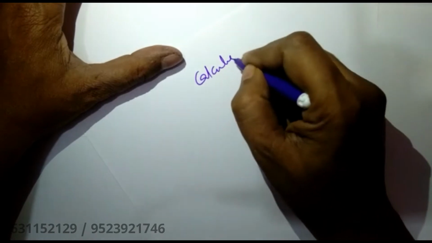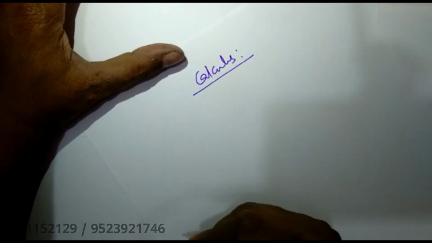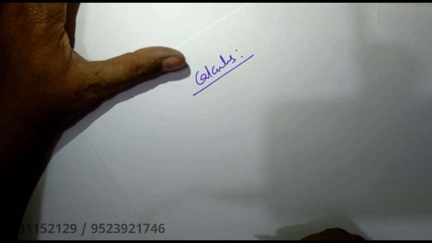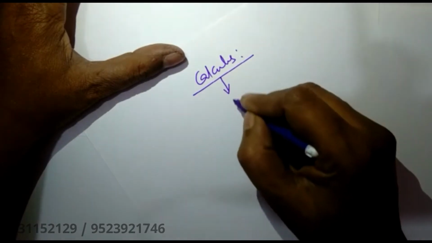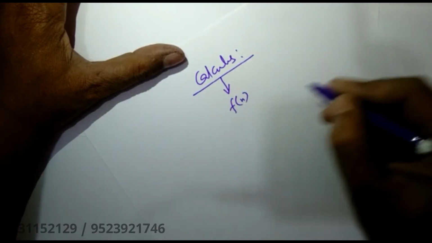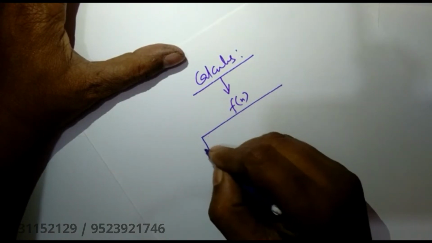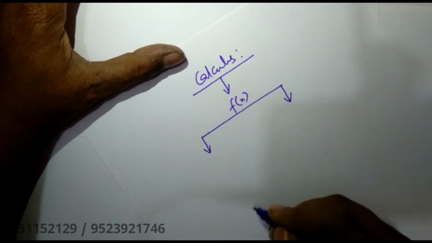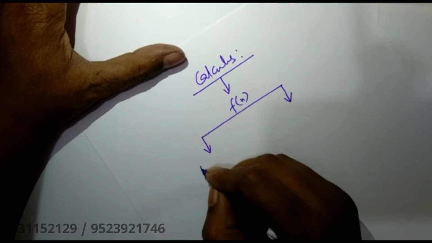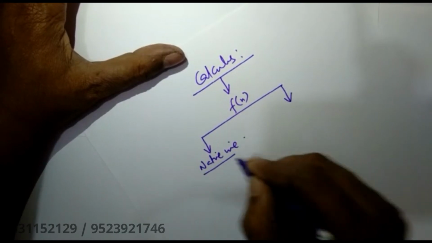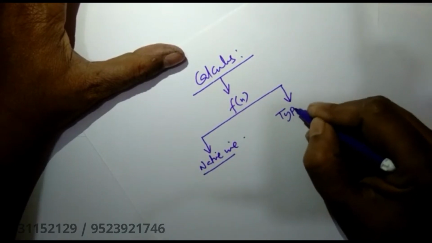Actually, calculus is the science in which we will discuss the variables, the nature of variables, and the features of variables. Inside calculus, the most important part is your function. Inside function, there are two major categories. First one is nature wise, and second one is type wise.